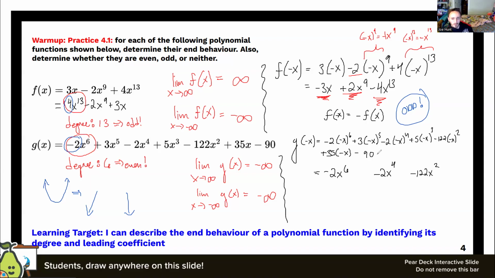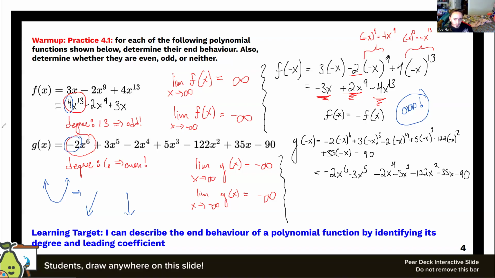Now I can deal with the odd power terms, right? A negative number to an odd power is still going to be negative. So plus 3 times -x to the fifth is now going to look like -3x to the fifth. Plus 5 times -x to the third is going to look like -5x to the third. 35 times -x is going to look like -35x, and I've still got my constant on the end that's just -90, right?